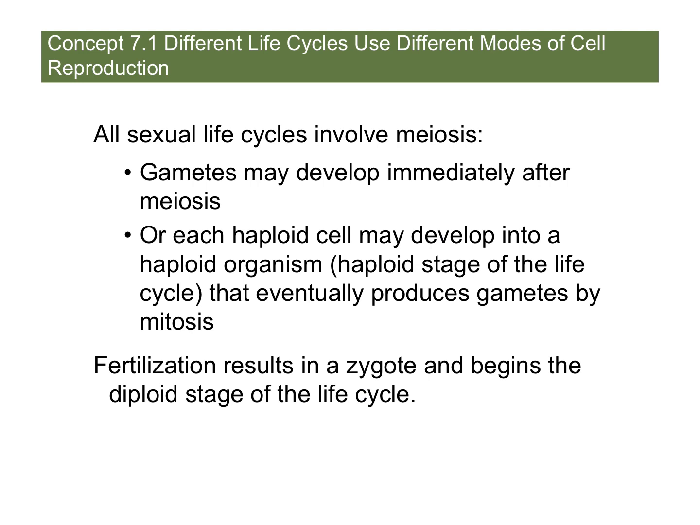All sexual life cycles involve meiosis. Gametes may develop immediately after meiosis, or each haploid cell may develop in a haploid organism, the haploid stage of the life cycle, and eventually produces gametes by mitosis. Now, in the case of humans, we have a haploid cell that will never develop into its own organism. So we depend on fertilization to produce a zygote that has 2n for a baby to be born.